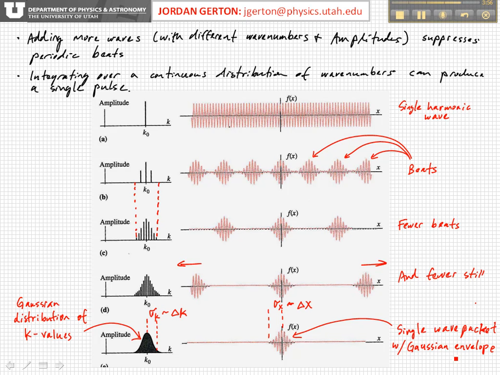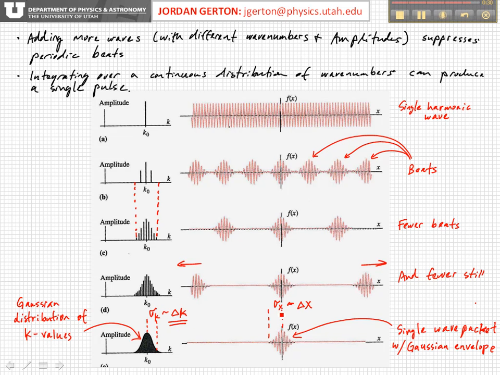Okay, and what I've actually drawn here is a special distribution of k values. It's a Gaussian distribution of k values, and it's characterized by a width in k space. That is a width in the range of k values that appear in this distribution, which we call sigma k. And this plays the role of delta k that we discussed in the previous lecture, the uncertainty or the spread in the k values, in the wave number values.